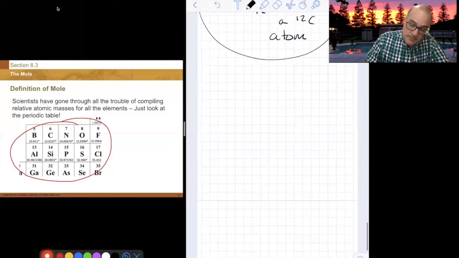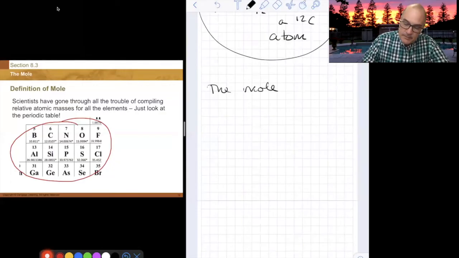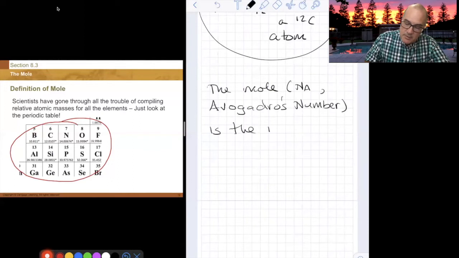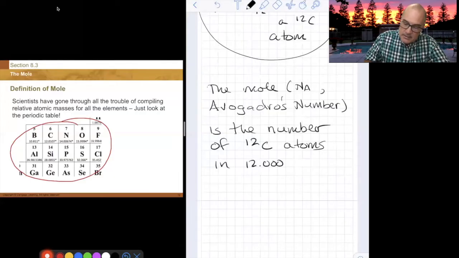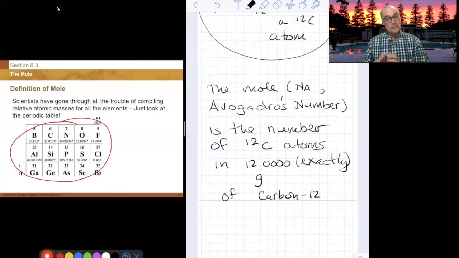So what we want to say is the mole. We have a symbol for this, right? N_A. We also have another name for this, Avogadro's number, is the number of carbon 12 atoms in exactly 12 grams of carbon 12. Again, this seems kind of redundant, but it's not. You have to be very careful to make sure that we're only dealing with carbon 12 atoms, right?